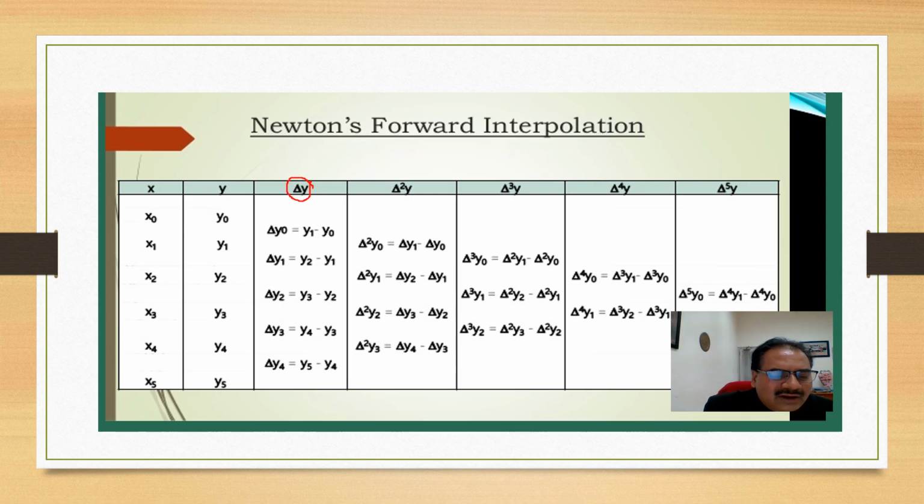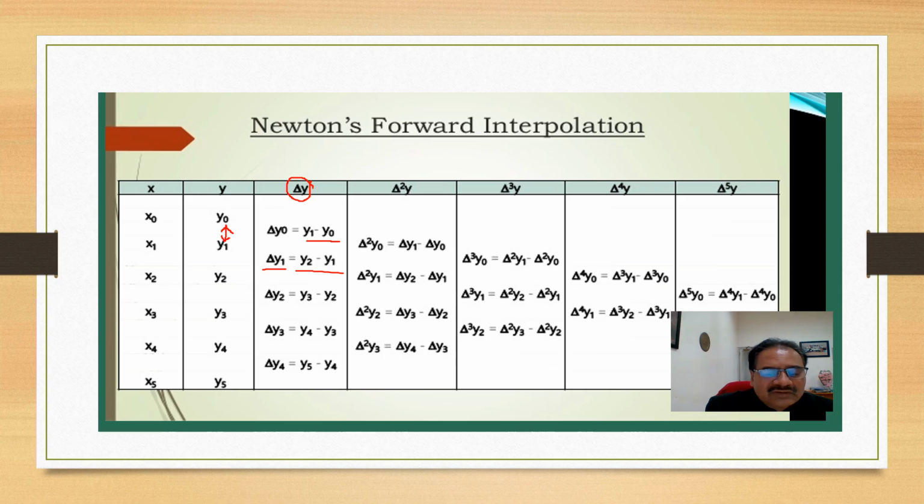The forward operator is denoted by del y. Look here, the difference between these is known as del y0, and del y0 is y1 minus y0. Similarly, the difference between these is del y1, and del y1 means y2 minus y1. Similarly, del y2 is y3 minus y2, del y3 is y4 minus y3, and del y4 is y5 minus y4.